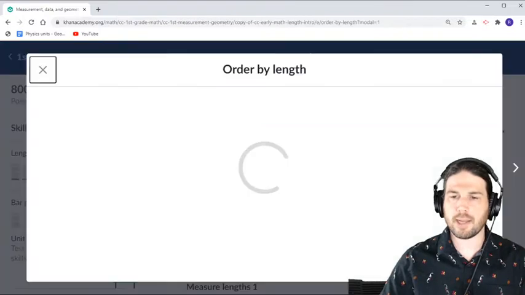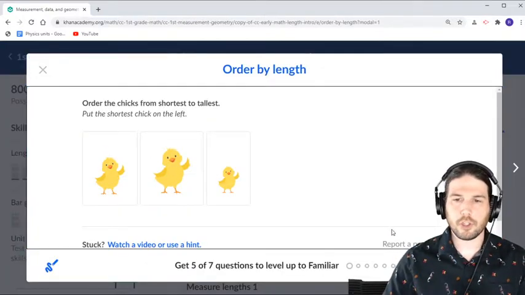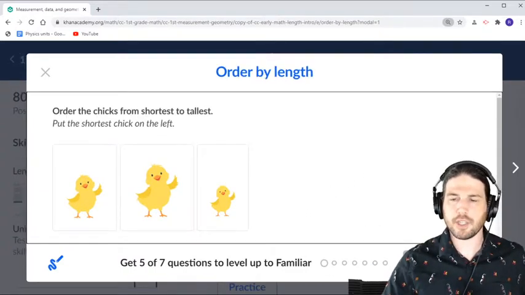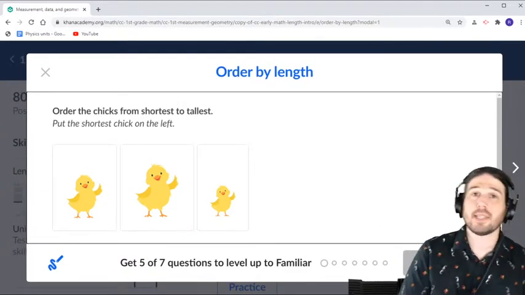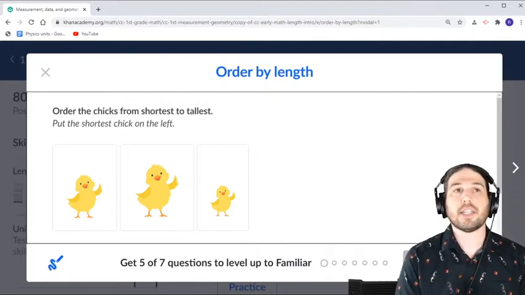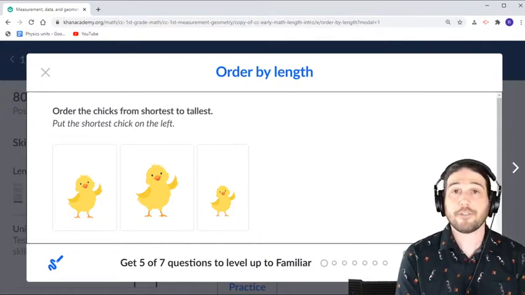All right, ordering by length. Order the chicks from shortest to tallest. Put the shortest chick on the left. Now, I really, really like this problem because it's teaching more than just short and tall. It's also teaching left and right.